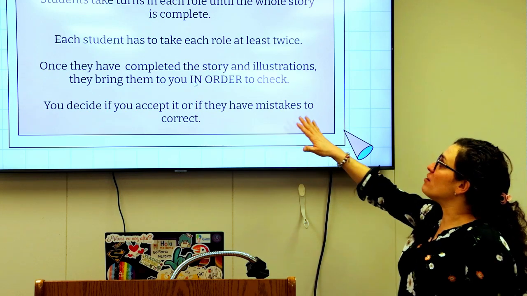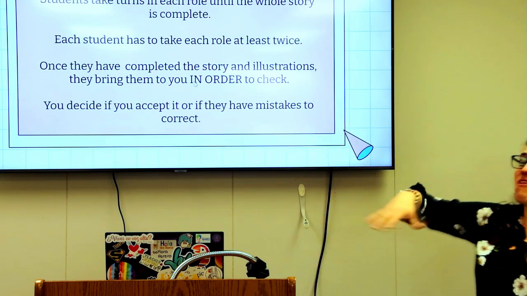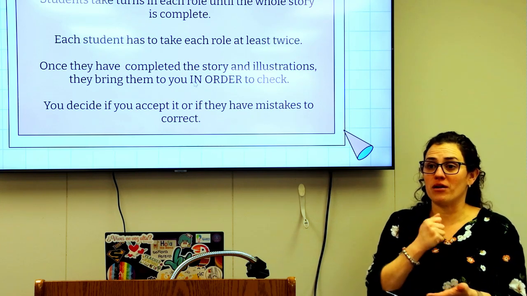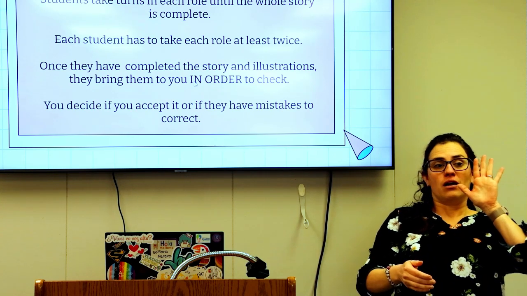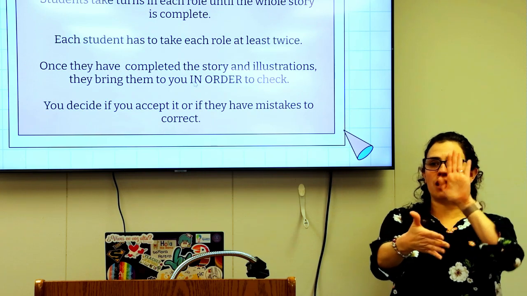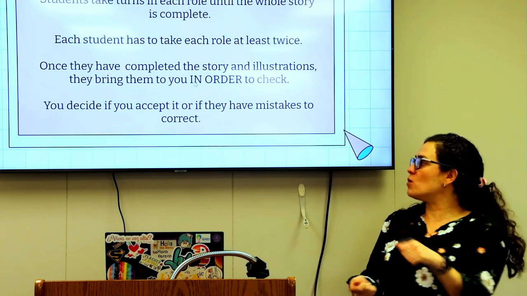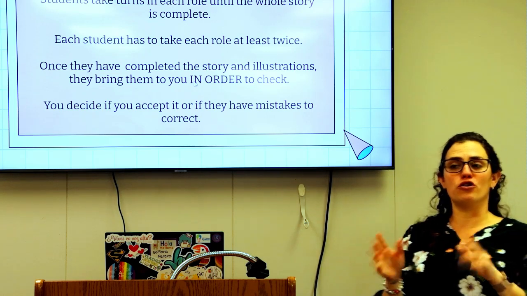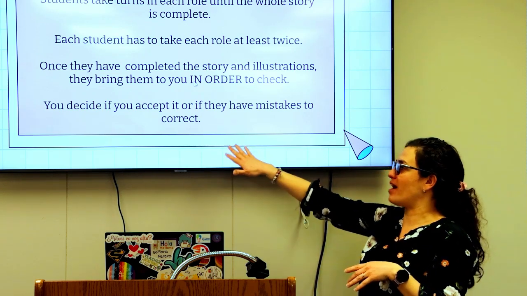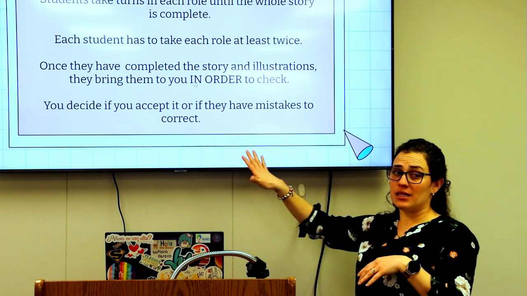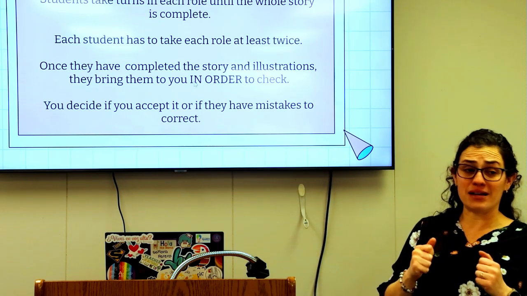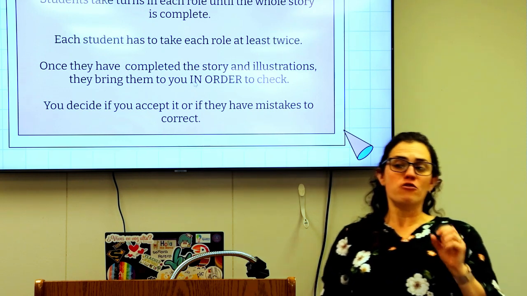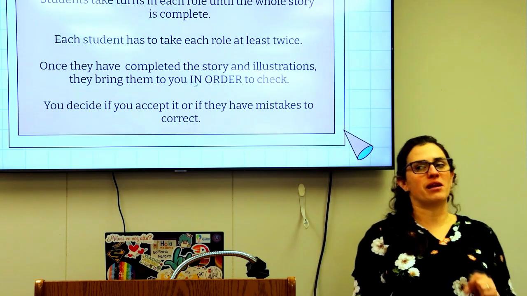Once they have completed the story and the illustration, they bring them to you in order. So they need to remember the order of the story. It's writing, picture, writing, picture, writing, picture. They bring them to you in order, and then you check them. This is where your teacher discretion comes. You decide if you accept the paper and them as the winner, or if they have mistakes that they have to correct. Normally, there will be spelling mistakes.